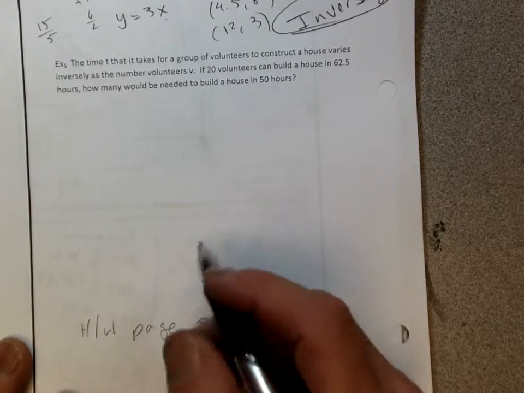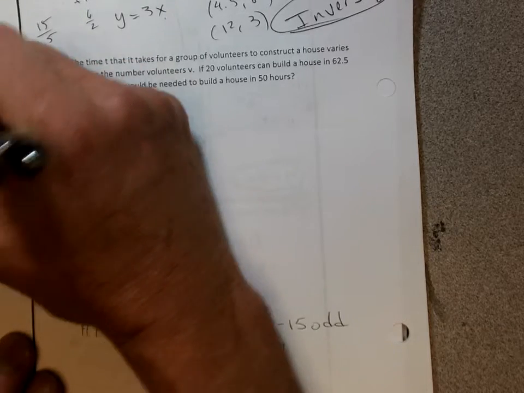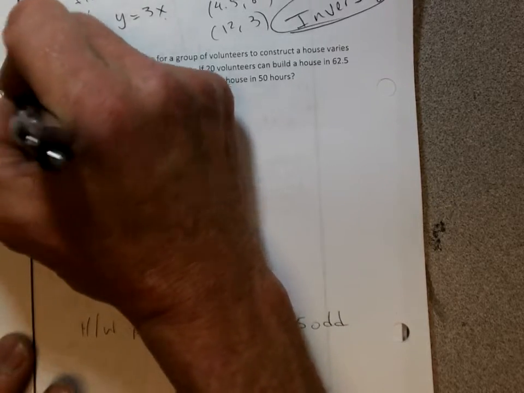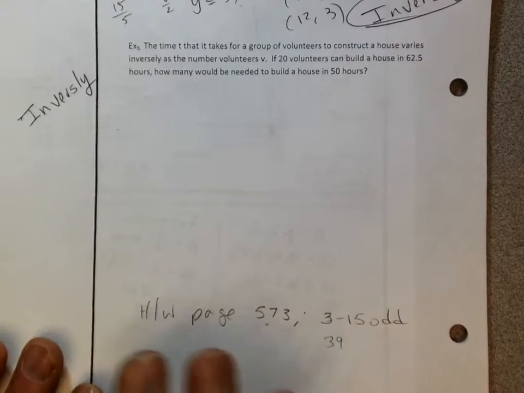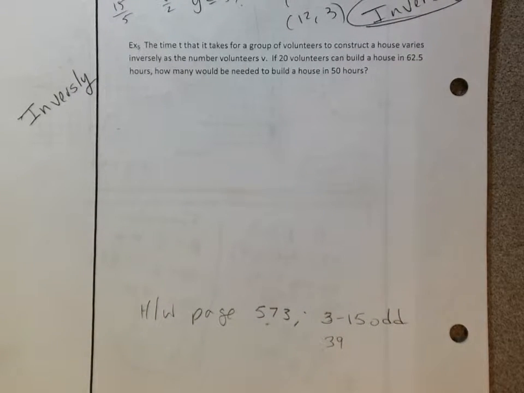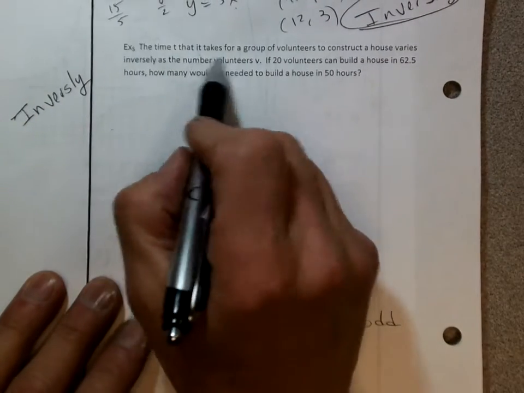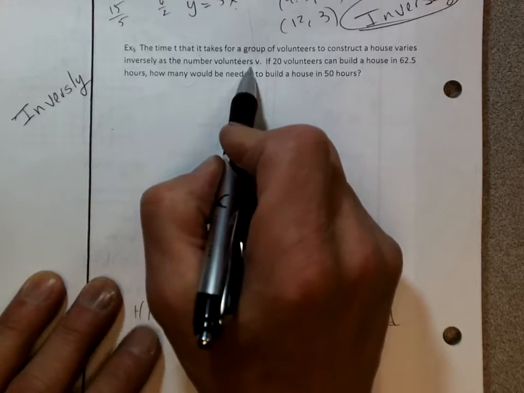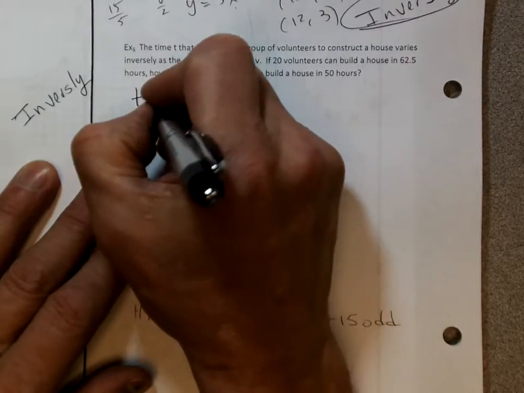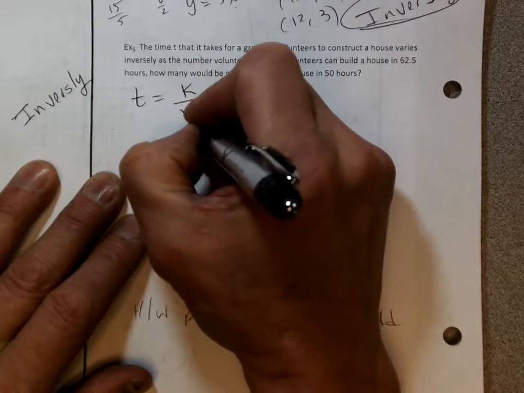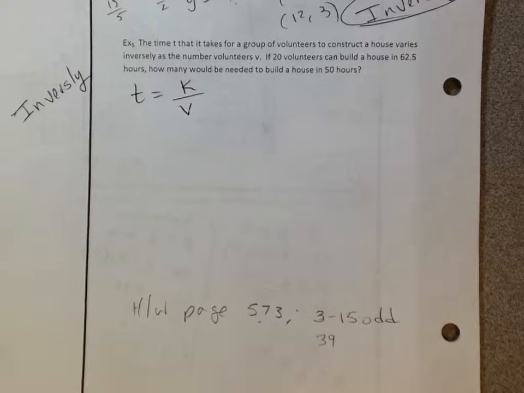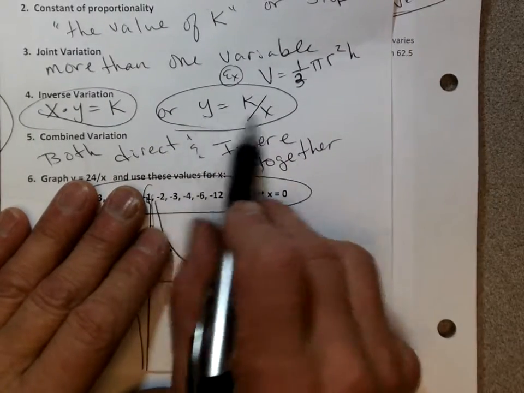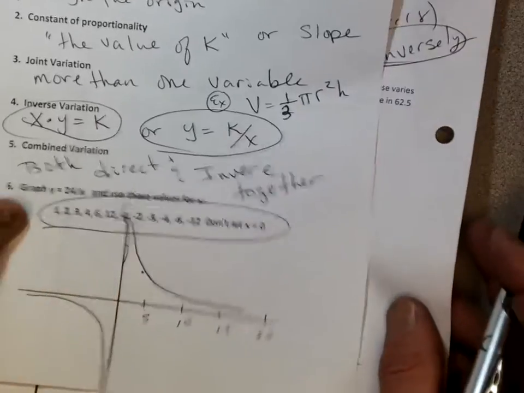I would say this one is definitely got to be inversely, right? You guys agree? It's got to be inversely because the more people you have, the less hours it takes, okay? So let's check this one out. The time t that it takes for a group of volunteers to construct a house varies inversely. Okay, so we know that we're going to go t equals k over v. Now where did I get that equation from? Got it from right there in my reading.